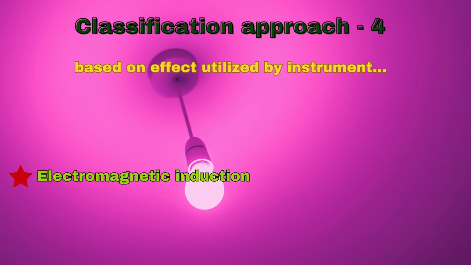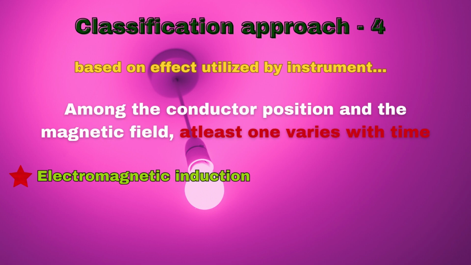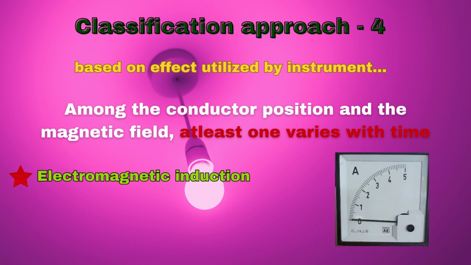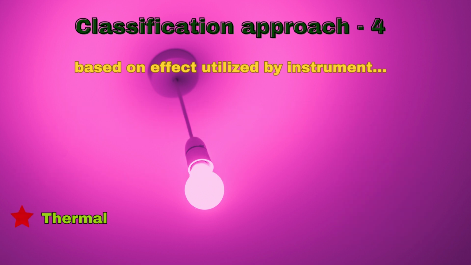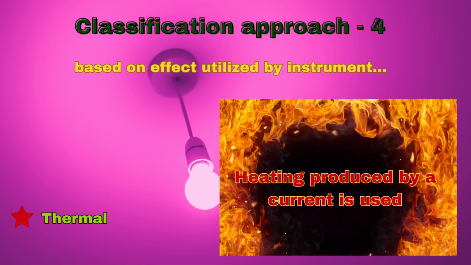In the effect of electromagnetic induction, a set of conductors needs to cut magnetic flux. This is possible when the conductor changes its position or the magnetic field varies with time. Finally, a force or torque is generated to drive the moving system of instruments. Indicating instruments of different types belong to such a category. The thermal effect is based on the heating effect produced by a current in a coil.